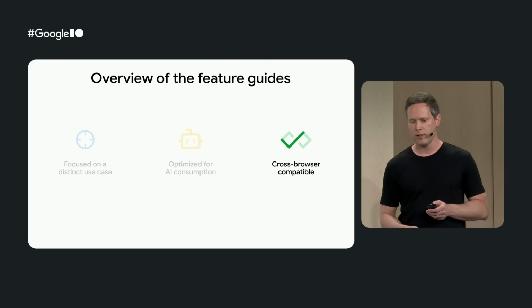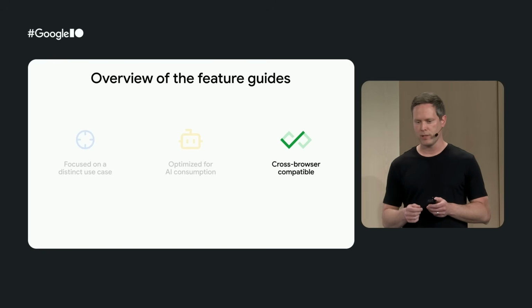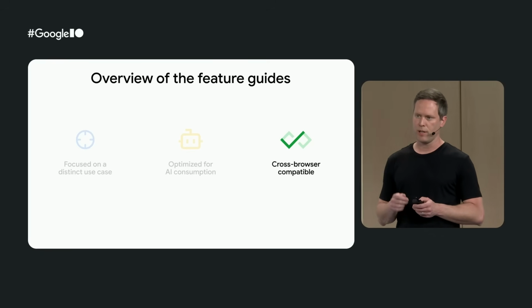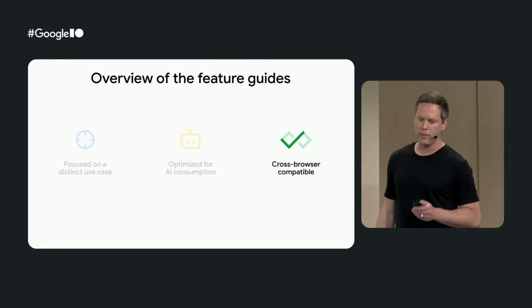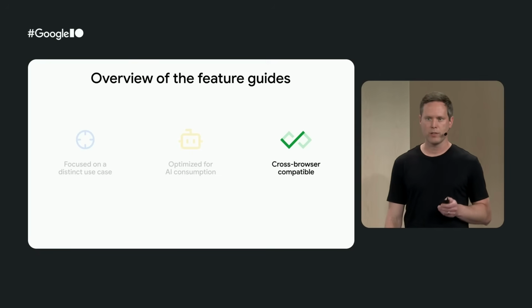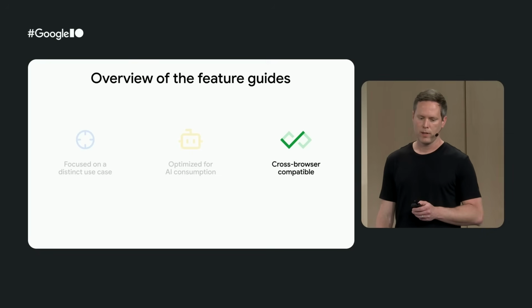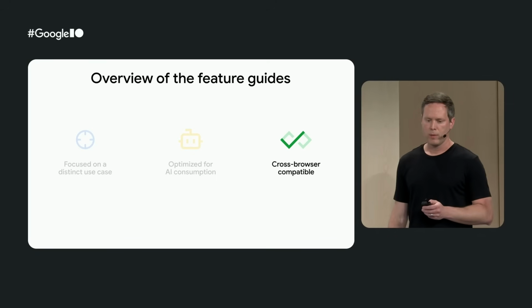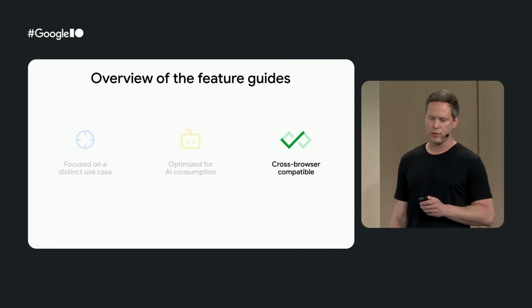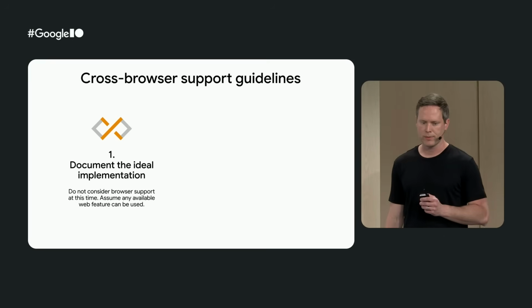So third, in every guide, we include a section that documents our specific recommendations and fallback strategies to ensure that the implementation of the use case works across browsers. Now, I want to dig into that last part because this cross-browser fallback guidance is, in my opinion, the absolute best feature of this tool. So let me explain how it works.